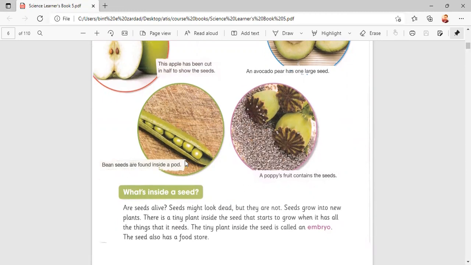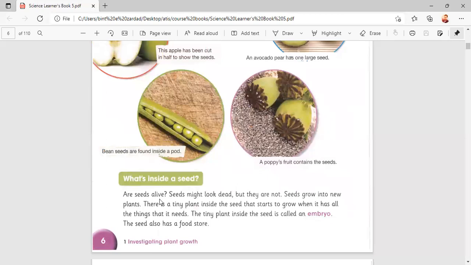What's inside a seed? Are seeds alive? The first thing you should know about seeds is: is it alive? Obviously, seeds are alive. Seeds might look dead, but they are not. Seeds grow into new plants. There are tiny plants inside the seed. So it's alive. It starts to grow when it has all the things that it needs.